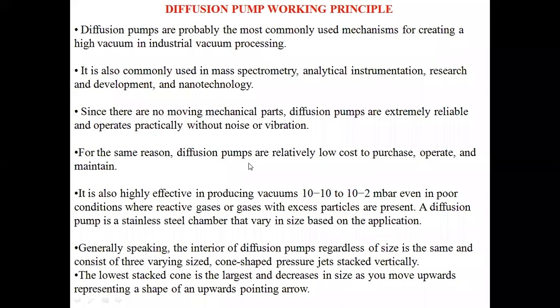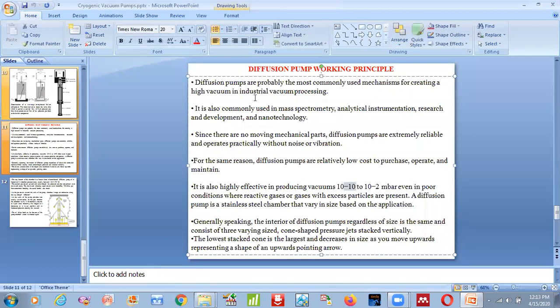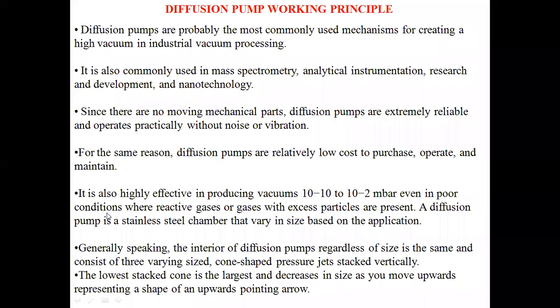For the same reason, diffusion pumps are relatively low cost to purchase, operate, and maintain. It is also highly effective in producing vacuum from 10 to the power of minus 10 to 10 to the power of minus 2 millibar, even in poor conditions where reactive gases or gases with excess particles are present.